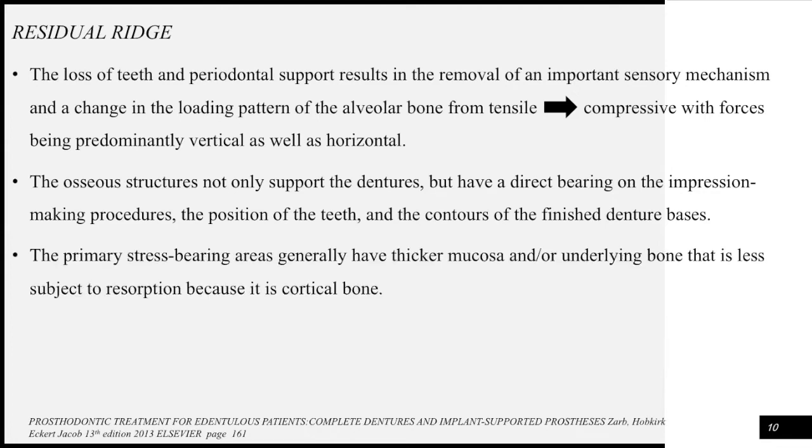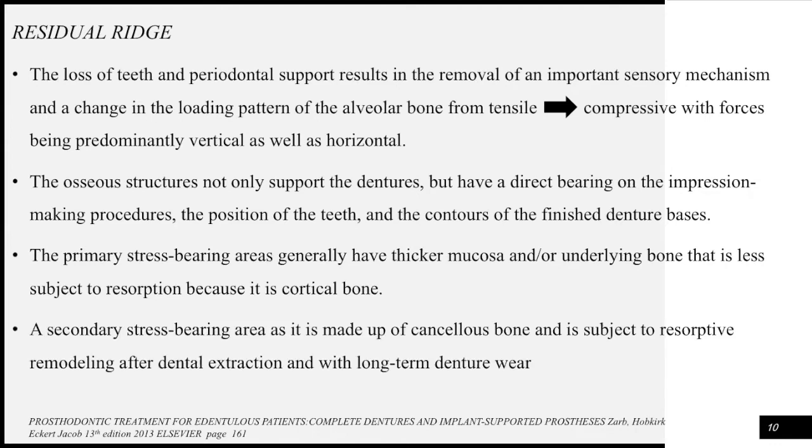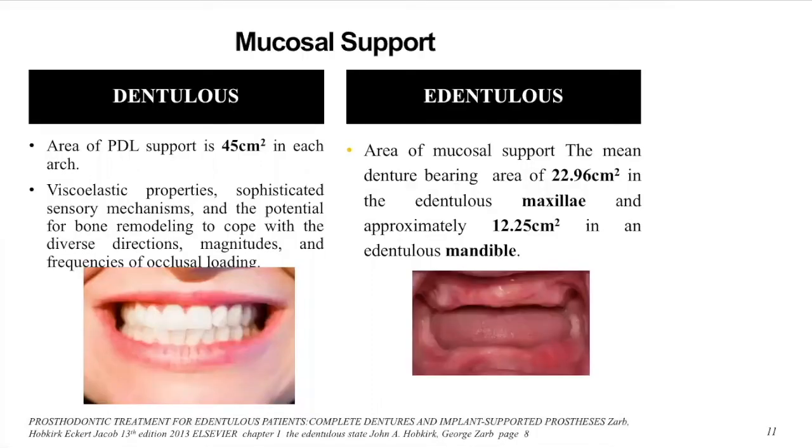The primary stress-bearing areas generally have a thicker mucosa or underlying bone that is less subject to resorption because it is cortical bone. And a secondary stress-bearing area is made up of cancellous bone and is subject to resorption and remodeling after dental extraction with long-term denture wear.